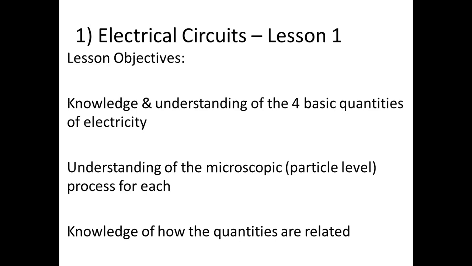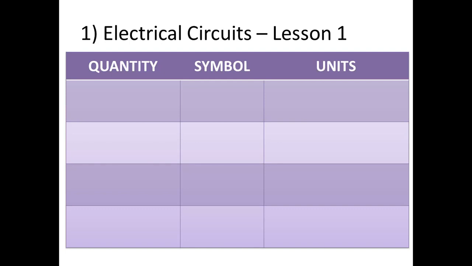We're starting the topic of electrical circuits by looking at the four main quantities that we'll be dealing with throughout the topic. You need to have an understanding of what's happening at a particle level for each of these in order to fully appreciate the full topic and how it links into other areas of the course. So I'm going to do a quick rundown of those four quantities to begin with and what their symbols and units are. So we're beginning with current.